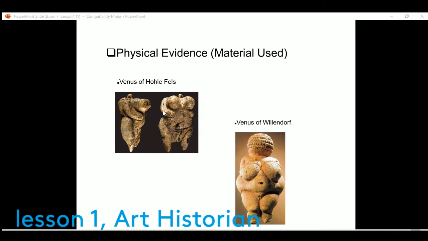Another piece of physical evidence is the material used. These are two artifacts. One is made of ivory, the Venus of Hohle Fels, whereas the Venus of Willendorf is made from carved rock. If you look at them closely, they are quite detailed in their work. This is dated to about 30,000 years ago. These artifacts probably show that 30,000 years ago people were very fat.